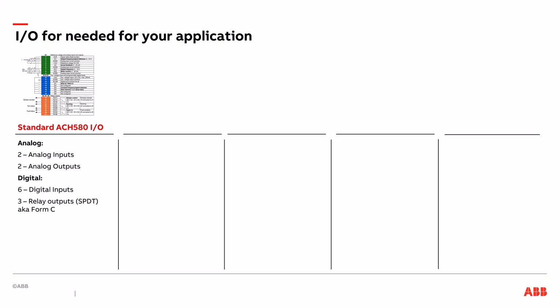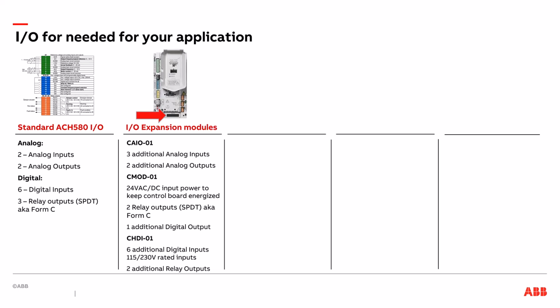Now the standard ACH580 has plenty of I/O available, including 2 analog inputs, 2 analog outputs, as well as 6 digital inputs and 3 relay outputs. The ACH580 also has an I/O expansion module capability. In its expansion slot, you could place a CA-IO-01, which will give you an additional 3 analog inputs and 2 additional analog outputs.